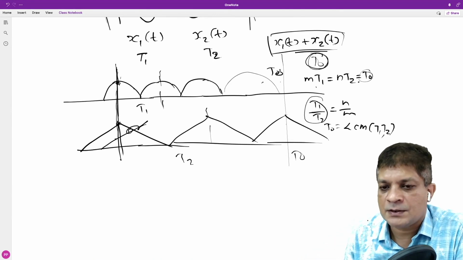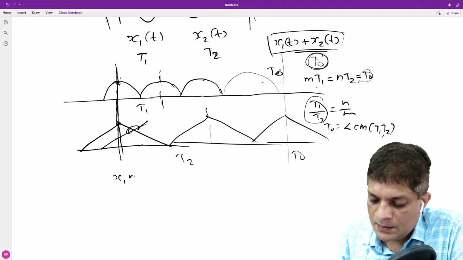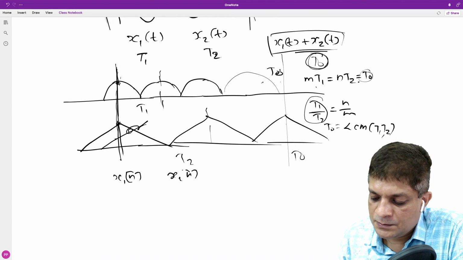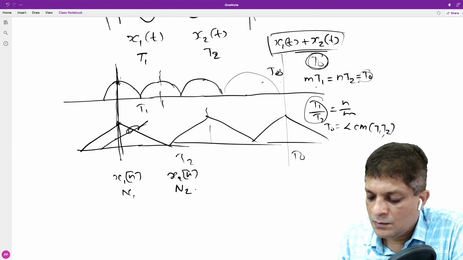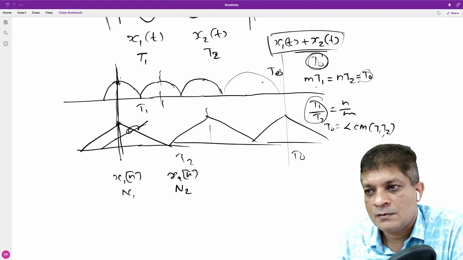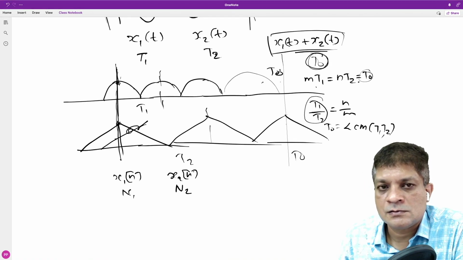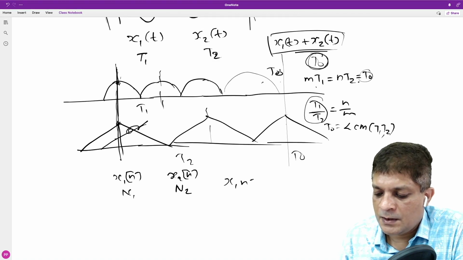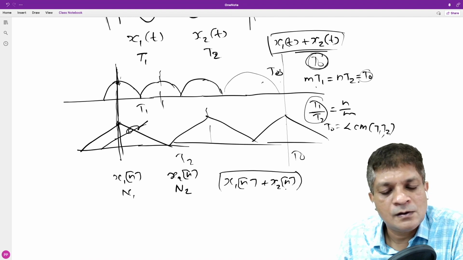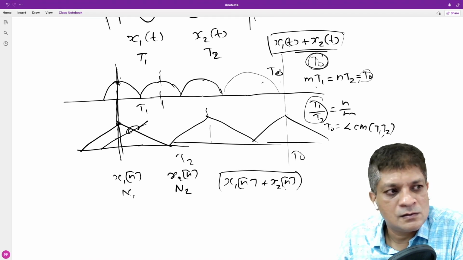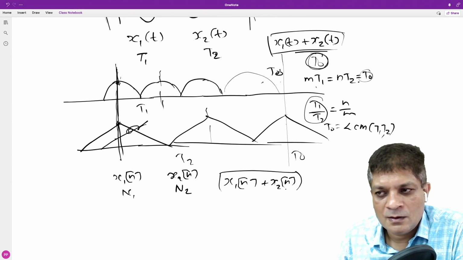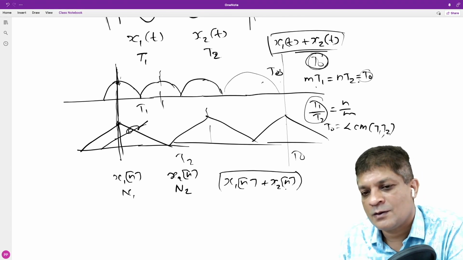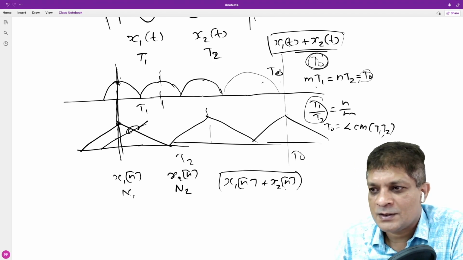Now, what about a discrete time signal? Let's say the first signal is x1[n] and x2[n], with periods N1 and N2. What about x1[n] plus x2[n]? Will it be always periodic? Is it always periodic or not? Yes, periodic.